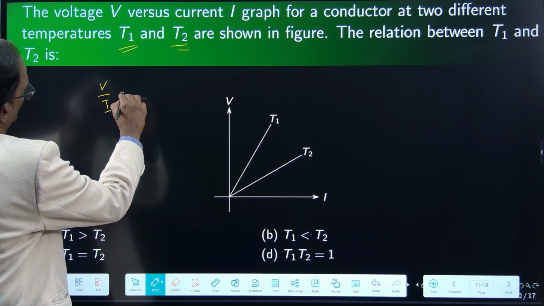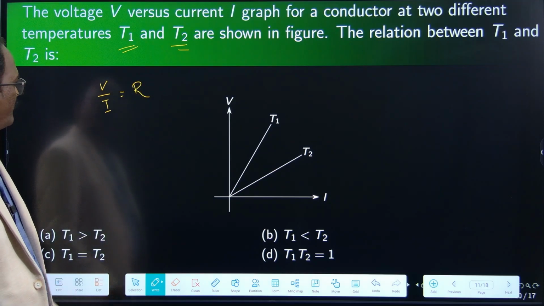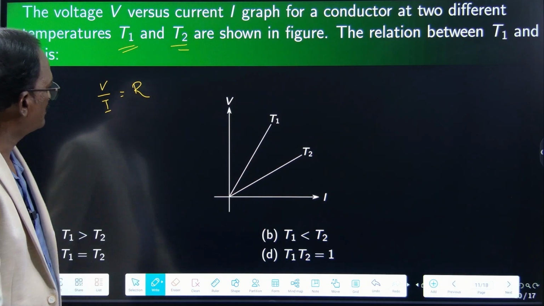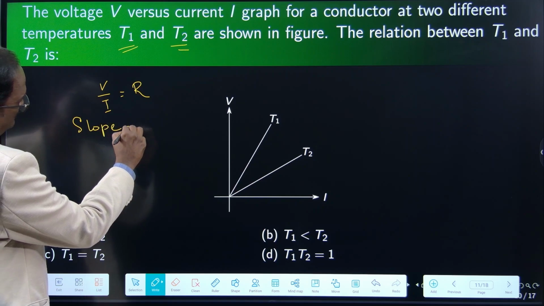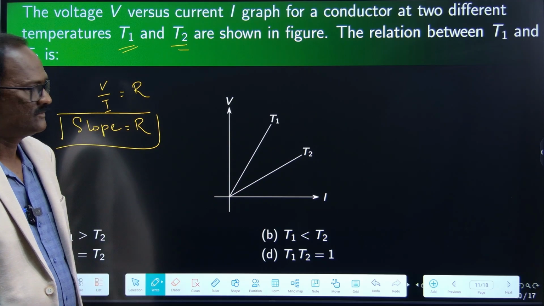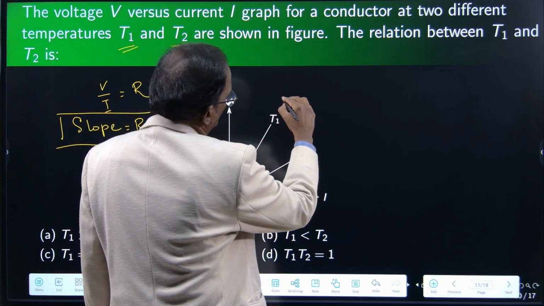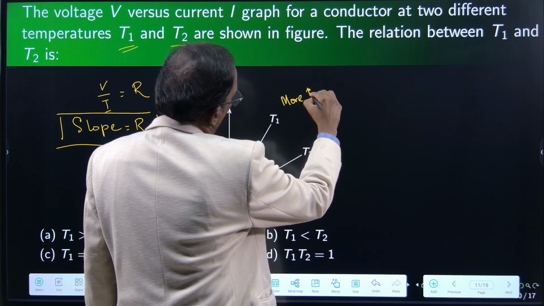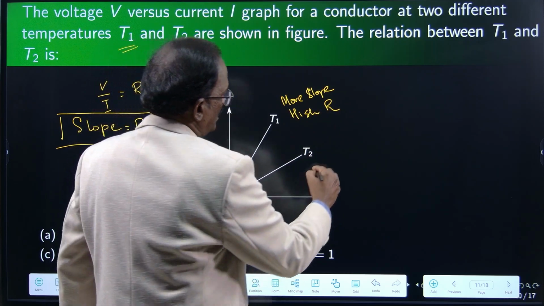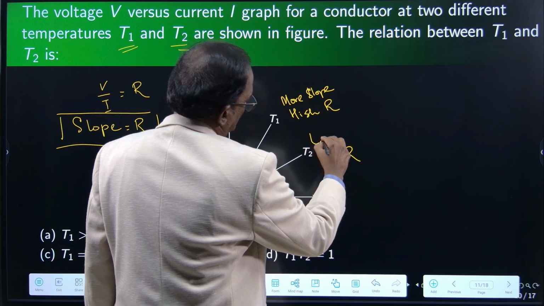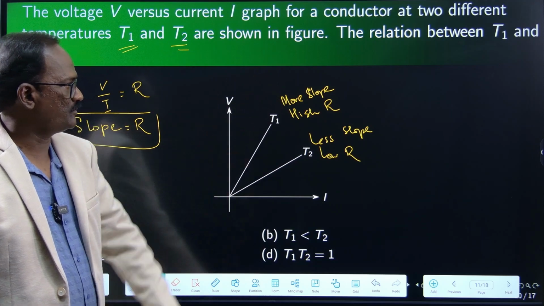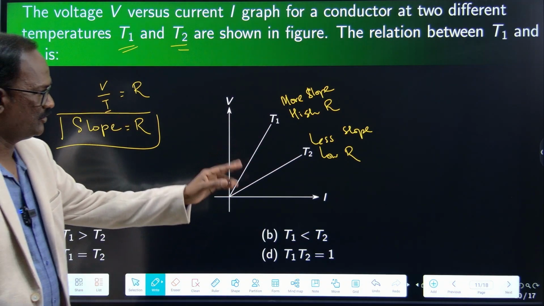Ratio V by I is equal to what? R. According to Ohm's law, V by I is equal to R. So V by I, the slope, is equal to R. Slope is nothing but R. For T1, the slope is more. So more R. More slope, high R. This is low R because this is less slope. For T2, this is less slope. This is more slope. More slope means high resistance, less slope means low resistance.